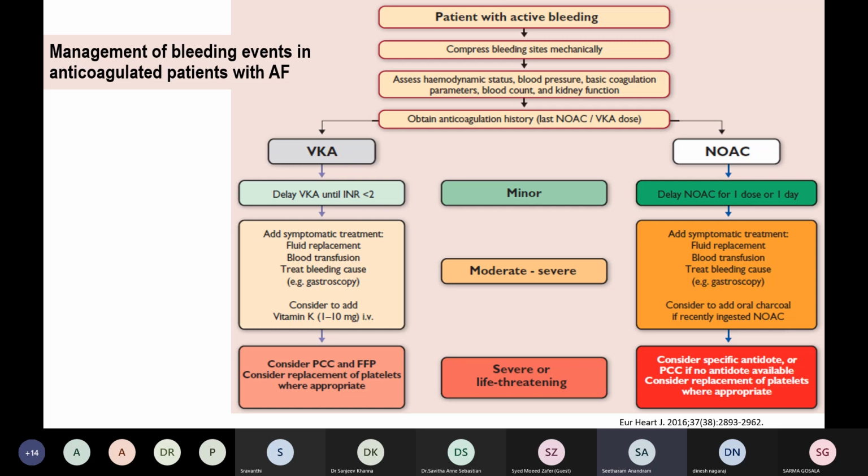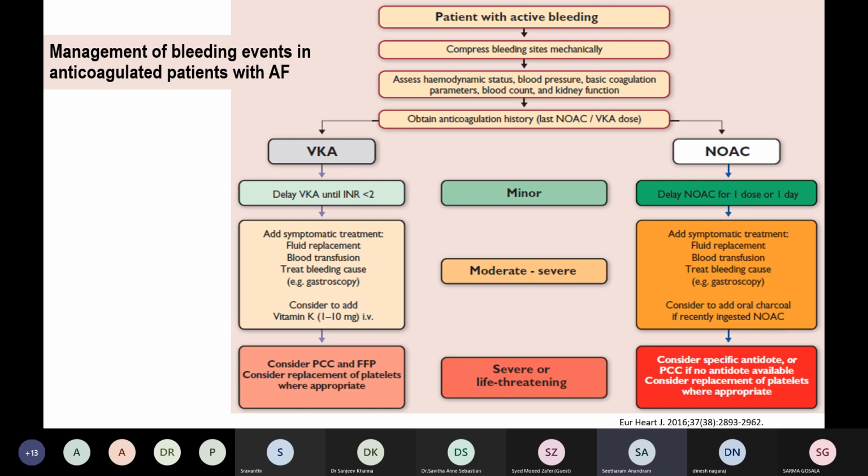If somebody is on warfarin and comes with bleeding, you could give him vitamin K. If there's severe bleeding, you should ideally give him what we call prothrombin complex concentrate, which has recently become available in India, but it's very, very expensive. It almost costs a lakh. Otherwise, we can use fresh frozen plasma.